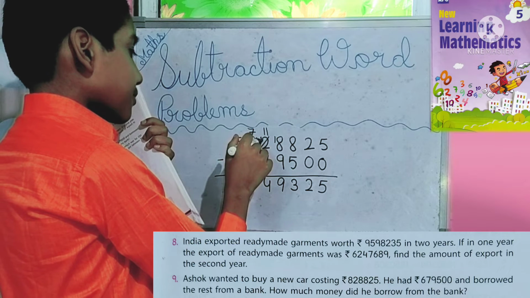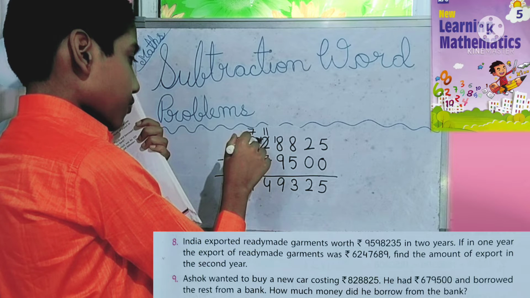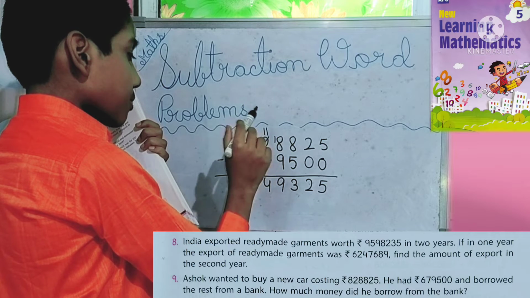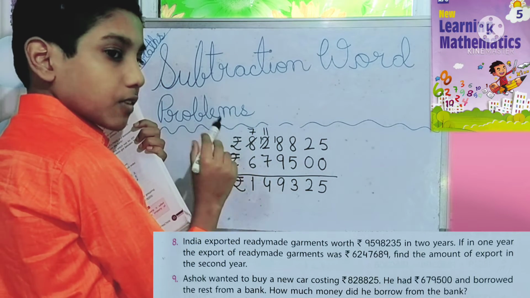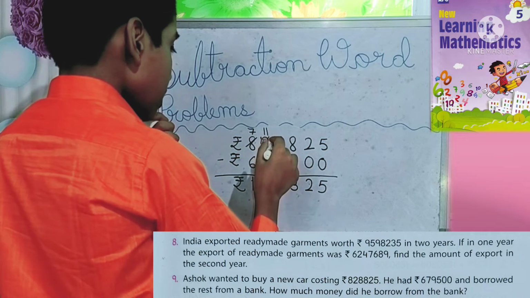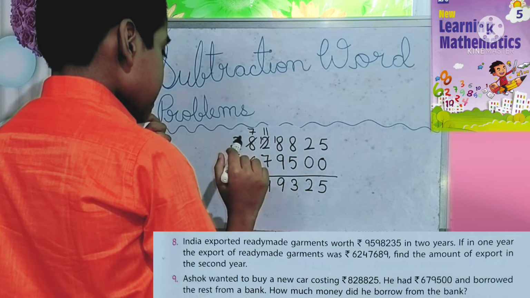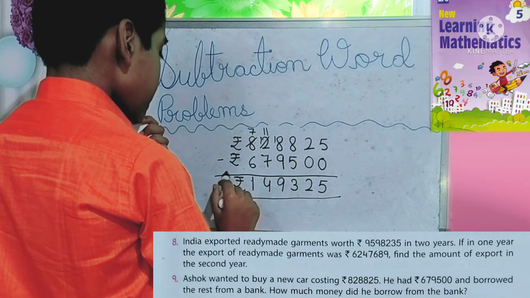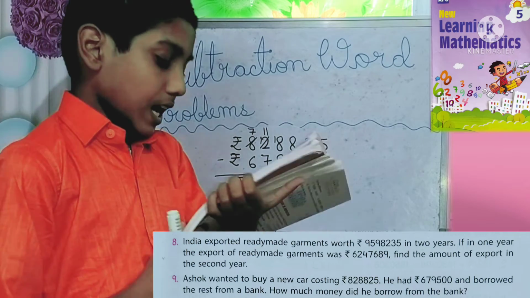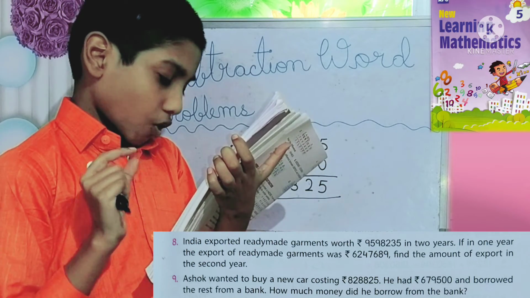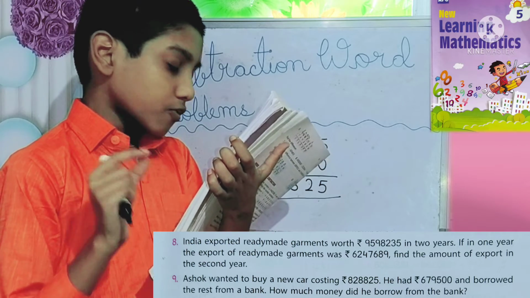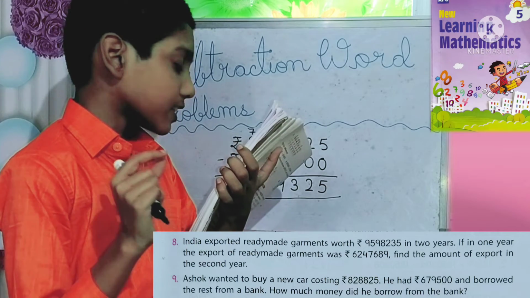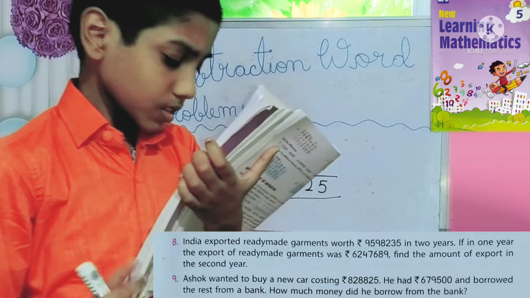We will take 1 from 8, it will become 12. Then we take 1 from this 12, it will become 11, and we add 1 to this number, it will become 18. And as we have taken 1 from this number, it will become 7. Now 18 minus 9, 9. 11 minus 7, 4. 7 minus 6, 1. This will be your answer, rupees 149325. Ashok borrowed rupees 149325 from the bank.